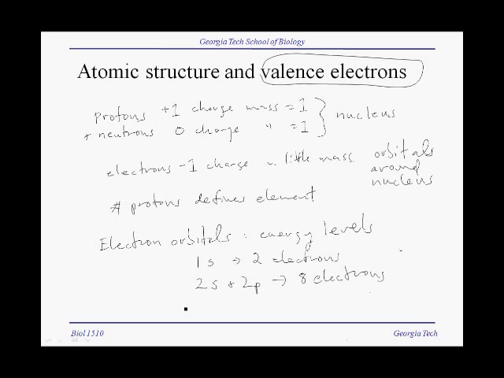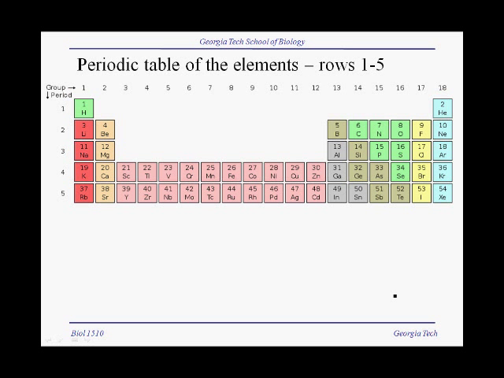So what we call valence electrons are the outermost energy level or shell of electron orbitals. The periodic table of the elements elegantly organizes the elements by their valence electrons. Each row comprises elements with a different level of valence electrons. So the first row of elements, hydrogen and helium, have only 1s. The second row has 2s and 2p, and then the third row has 3s and 3p.